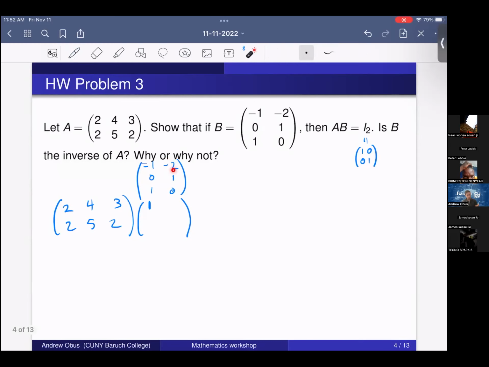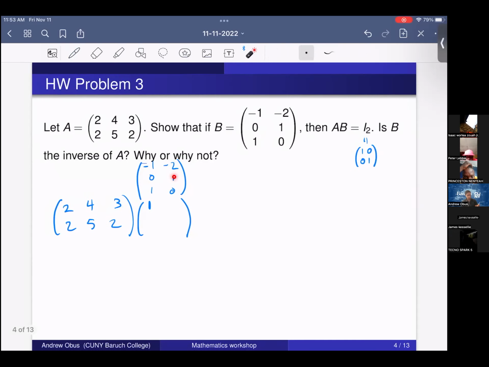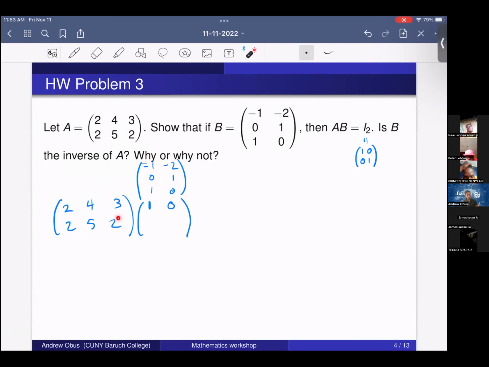2 times -2 is -4, plus 4 times 1, which is 4, so they add up to 0, plus 3 times 0 is 0. So we're going to get a 0 here. And now we do the bottom row times the first column. So 2 times -1 is -2, plus 5 times 0, which is 0, so still -2, plus 2 times 1 is 2, so -2 plus 2 is going to be 0.